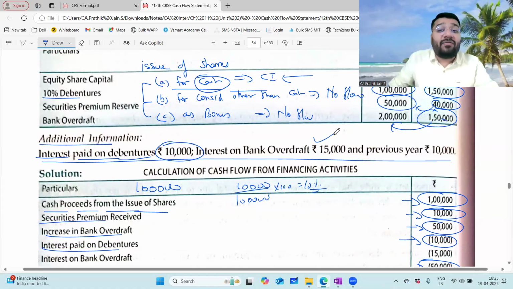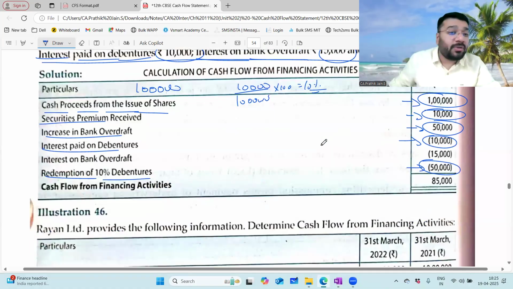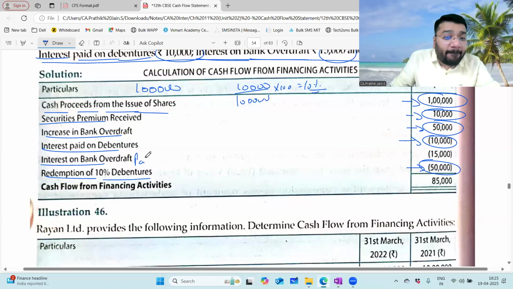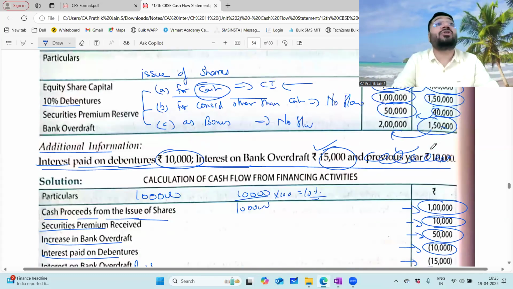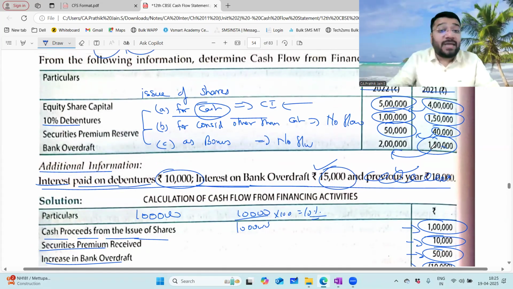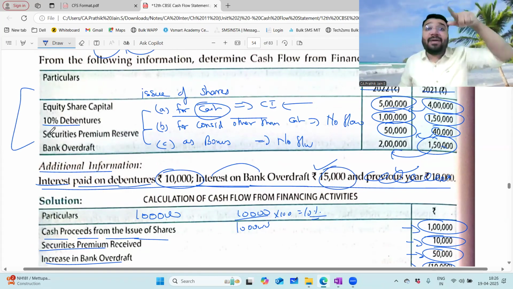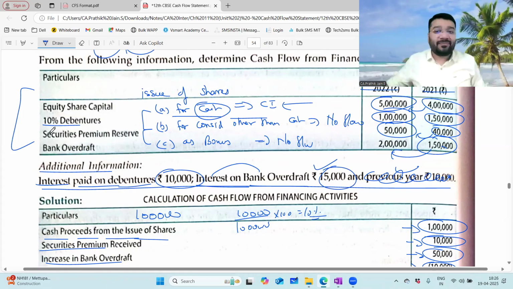Interest on bank overdraft 15,000, previous year 10,000. This is given for confusion purpose. Leave it. Interest on bank overdraft 15,000 paid, cash outflow. Sir, how do you know it is paid? The word paid is not given. If the word paid is not given, it is outstanding. If it is outstanding, then interest on bank overdraft outstanding would have appeared in the balance sheet. If that is not appearing, it means interest is paid. 15,000 interest paid. Any problem?